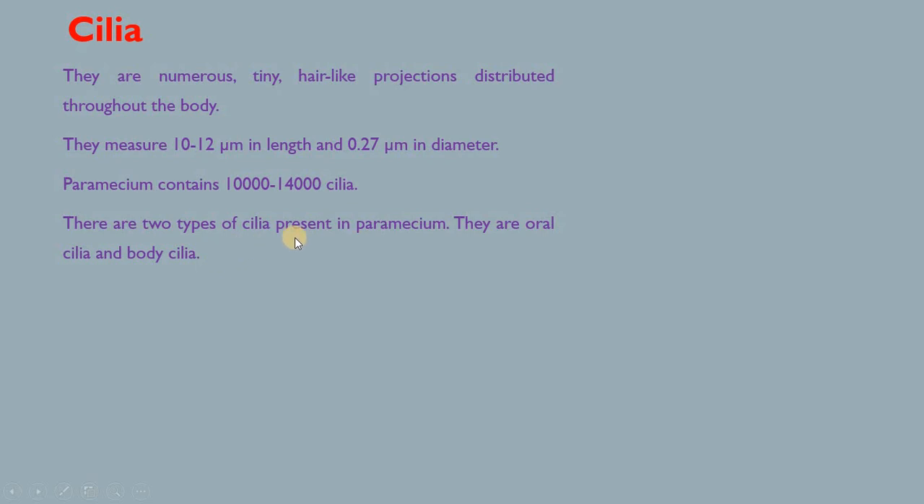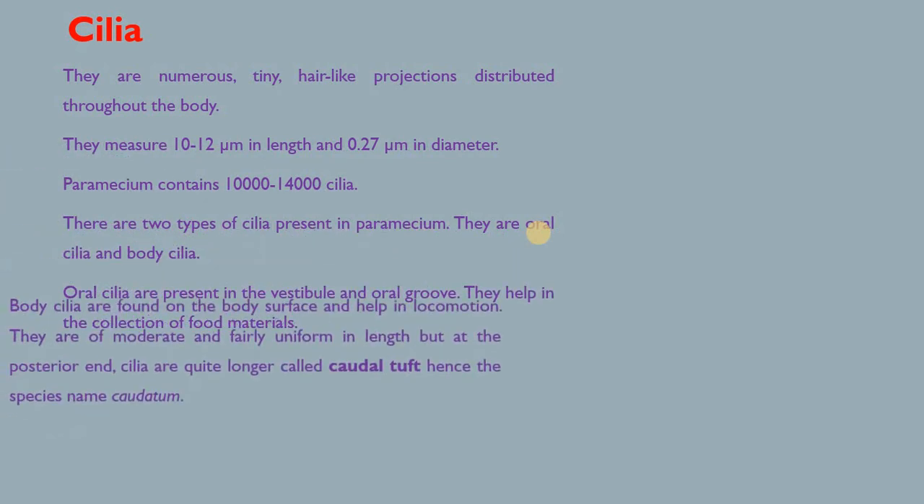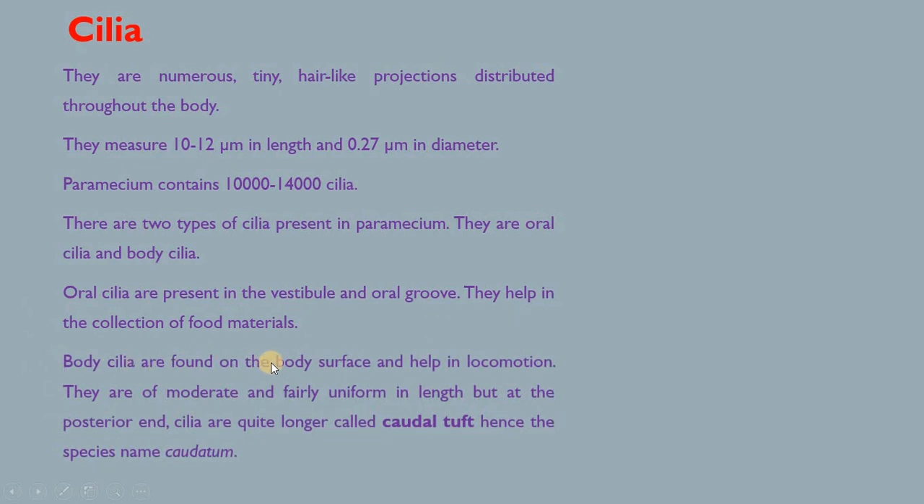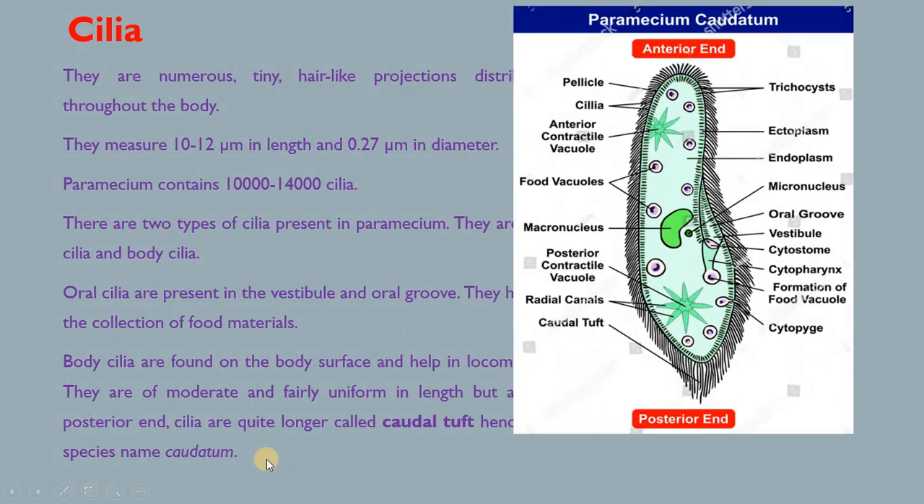These cilia are of two types. First is the oral cilia and the second one is the body cilia. Oral cilia are present in the vestibule and oral groove. They help in the collection of food materials. Whereas body cilia are found on the body surface and help in locomotion. They are moderate and fairly uniform in length, but at the posterior end, cilia are quite longer, called the caudal tuft, hence the species name caudatum, which will be more clear with the picture.